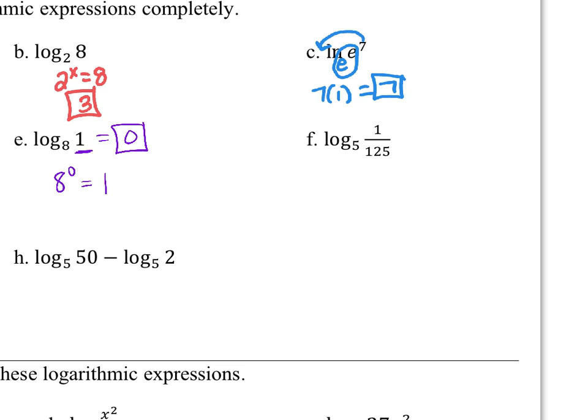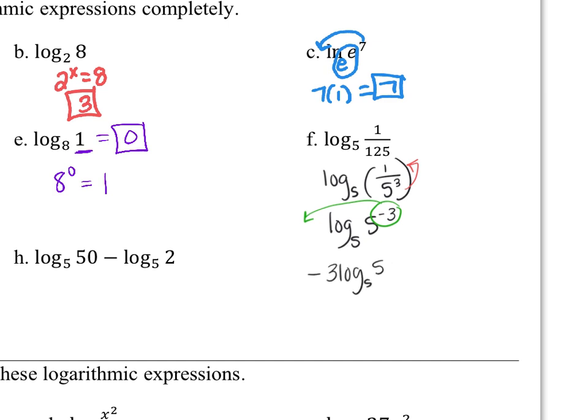Letter F, log base 5 of 1 over 125. Let's rewrite it like this. If I rewrite 125 with a base of 5, 5 to the third, then I can bring it up above the fraction bar and make the exponent negative. I get log base 5 of 5 to the negative third. I can bring this to the front, which gives me negative 3 log base 5 of 5. When the base and argument are the same, it equals 1. So negative 3 times 1 is just negative 3.